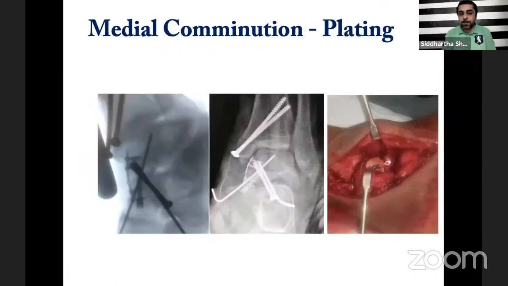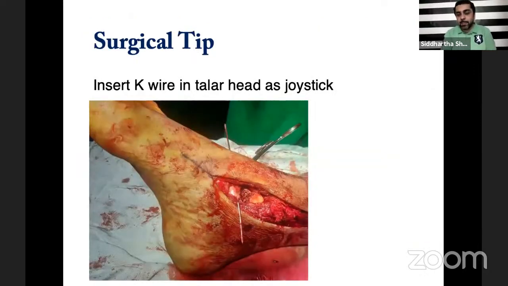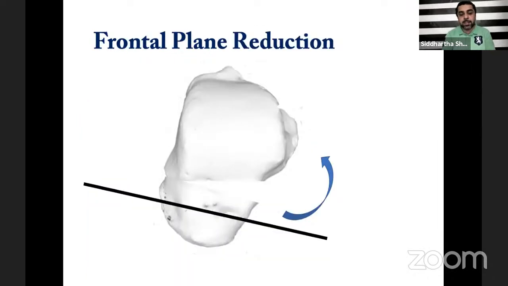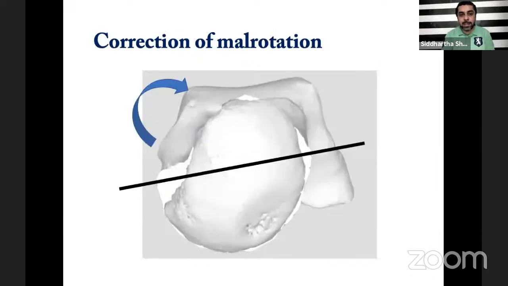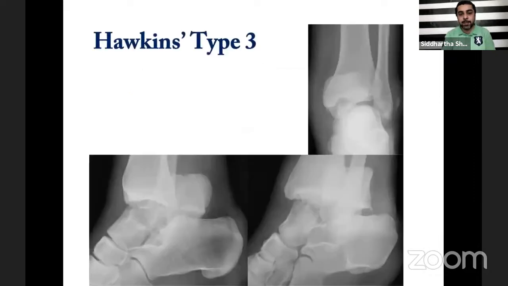So this is another case where there was comminution on the medial side, and we have used a small wedge graft from the iliac crest along with a bridge plating on the medial side. So here is an important handy surgical tip. You can use a K-wire inserted into the talar head and use it as a joystick to get your reduction. So for a frontal plane reduction, you can play around with this wire till you get reduction. This is especially important if you are planning to put in wedge grafts on the medial side. And you can also correct rotation of the talar head by rotating the wire.